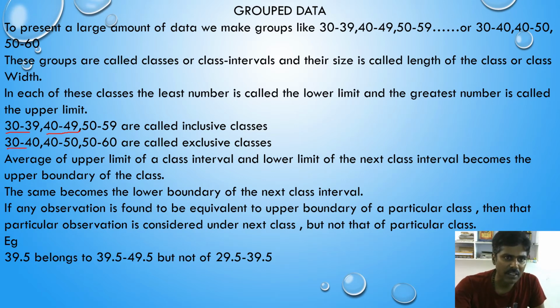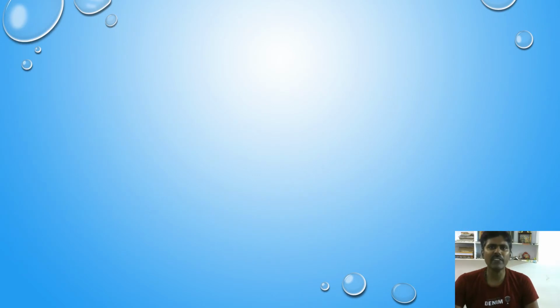But if you go with 30 to 40 and 40 to 50, 40 belongs to 40 to 50, but does not belong to 30 to 40. Hence we are excluding the upper limit of the class, so these classes are called exclusive. And these classes are called inclusive as we are including the upper limit. That's the difference between inclusive and exclusive classes. If you change these classes into true class limits, that means boundaries, then all classes will be considered exclusive classes. I will now explain how to find the arithmetic mean for grouped data.